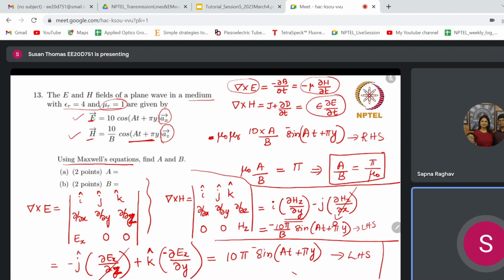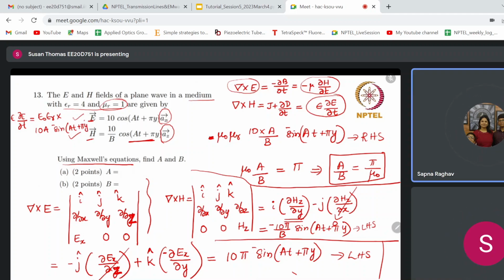Epsilon into dou E by dou T. So let us write here, epsilon into dou E by dou T. So epsilon 0 into epsilon R into dou E by dou T will be 10. Whenever we take derivative with respect to time, 10A, and sine will be minus sine at plus pi y. Okay, and this is our right hand side. So this right hand side and this left hand side has to be equated. So once you equate those two, 10 and 10 gets cancelled.